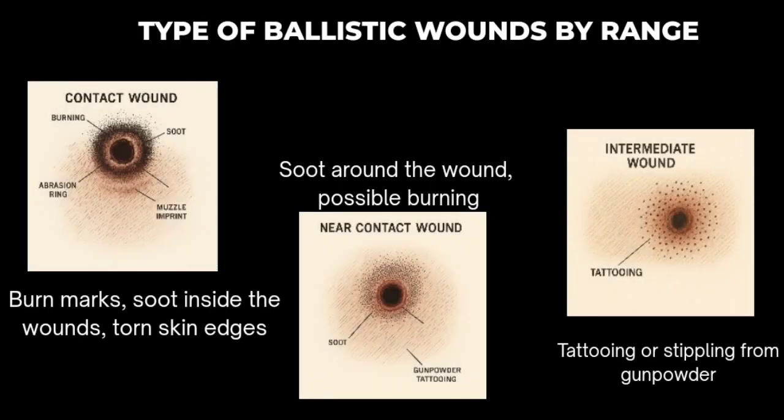Wounds by range. When the gun is pressed directly against the skin, it's called a contact wound. You see burned skin, soot inside the wound, and sometimes a muzzle imprint. Close range wound: soot and tattooing from gunpowder wrap around the wound, but the muzzle is not touching the skin. Wounds from about 6 inches to 3 feet away show tattooing but no soot.